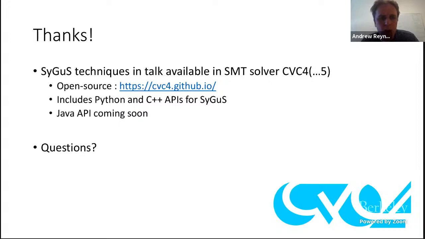The techniques I mentioned in the talk are all available in CVC4, and in fact, we're working on a new version of CVC4 to be called CVC5. We have Python and C++ APIs for SyGuS, and we're working on a Java API as well. And again, it's open source.